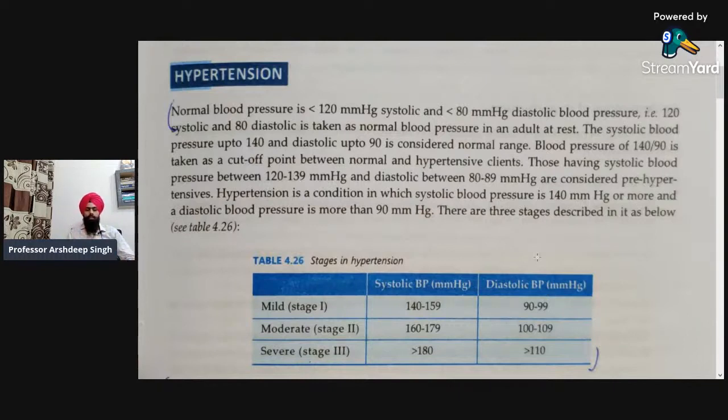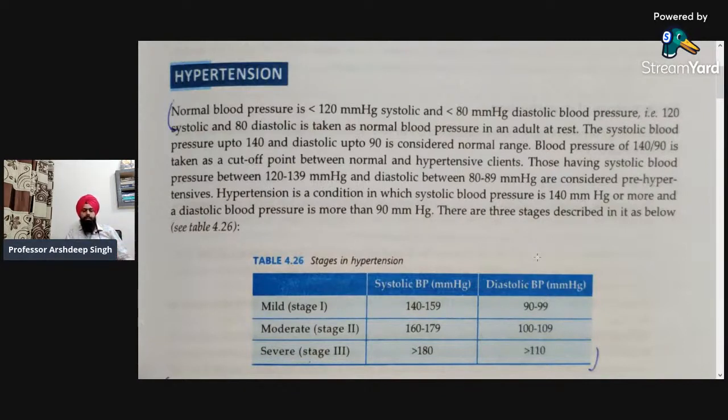So there are three stages. Okay, I will explain it later. First of all is the introduction. Normal blood pressure is 120 mm Hg systolic and 80 mm Hg diastolic, and that is taken as normal blood pressure in an adult at rest. So this is the normal range of the blood pressure.